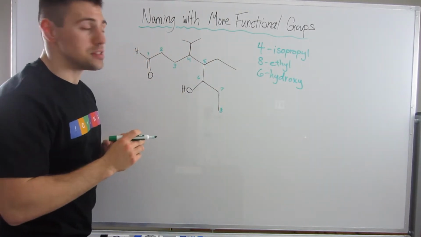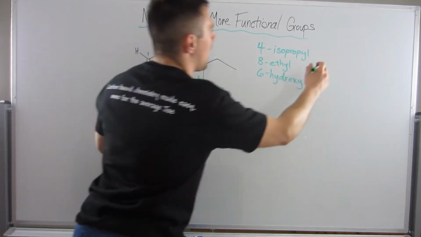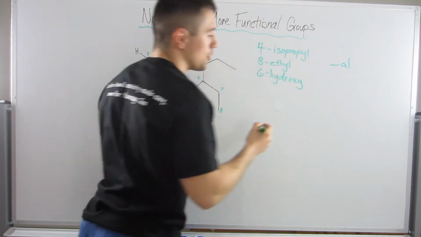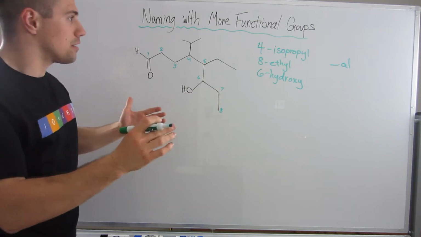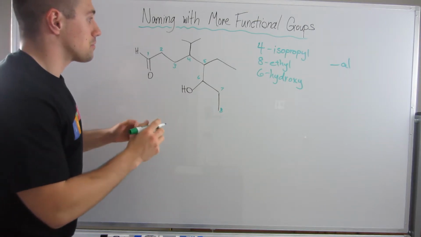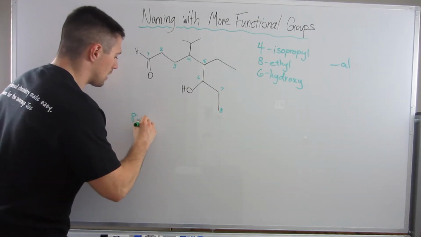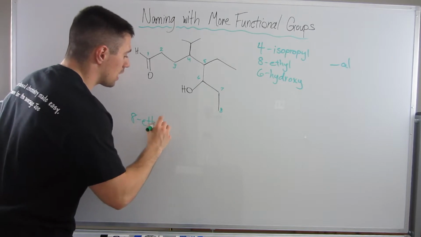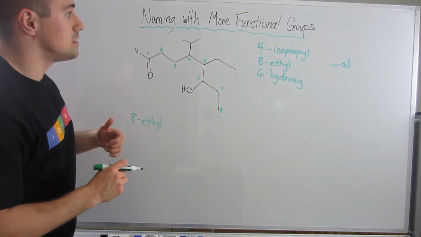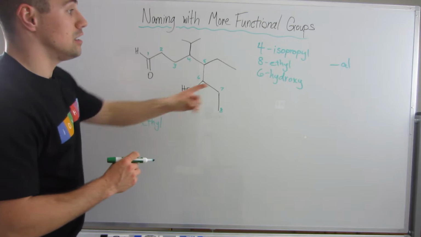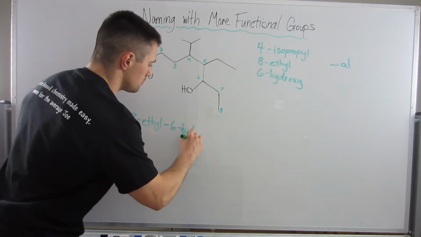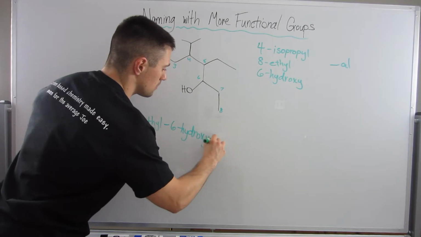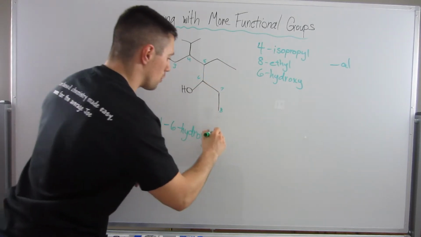and that's everything named. And aldehydes have an AL ending. Just like alcohols were OL, they're AL. All right, so let's alphabetize and write our name. So we're going to start off with 8-ethyl. And of course, I don't know the alphabet very well. A, B, C, D, E, F, G, H, I. So hydroxy first. 4-isopropyl.